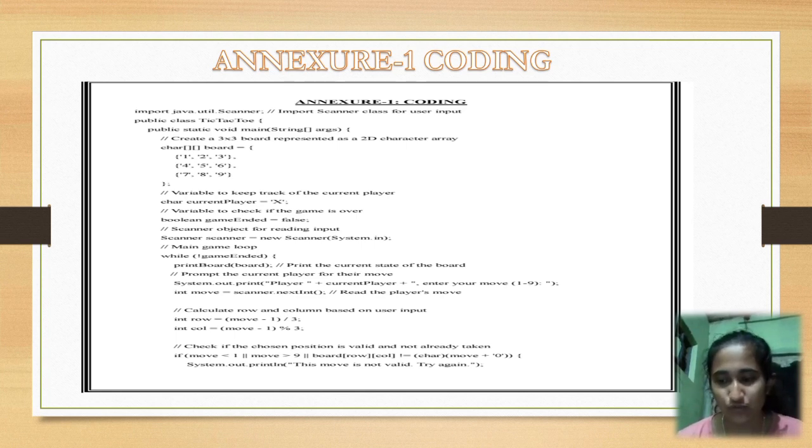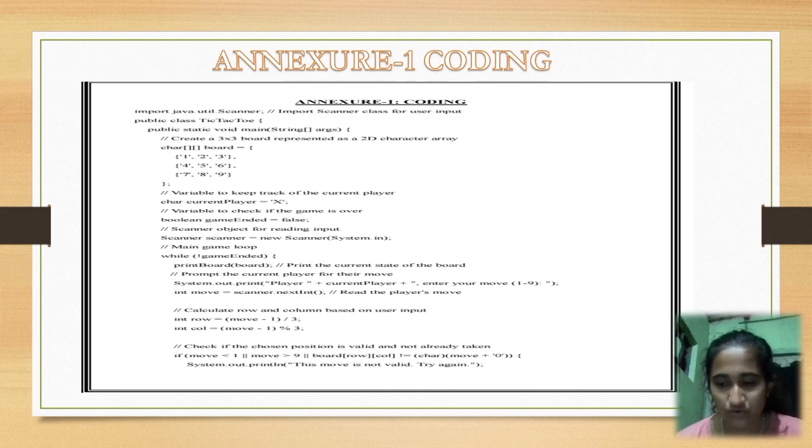It is a two-player game played on a 3 by 3 grid. As we all know, it is a 3 by 3 game board, and that's why we have given 9 positions, from 1 to 9, which are the positions for each player's move. Then the objective: align three of your symbols, that is X or O, horizontally, vertically or diagonally. That is the main theme of the game.